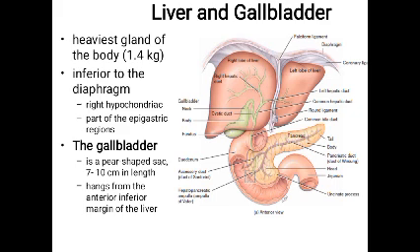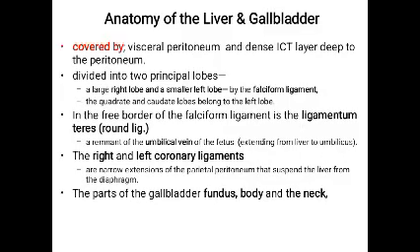1.4 kilogram, inferior to the diaphragm, right hypochondriac, part of the epigastric regions. The gallbladder is a pear-shaped sac, 7 to 10 centimeters in length, hangs from the anterior inferior margin of the liver. Anatomy of the liver and the gallbladder.